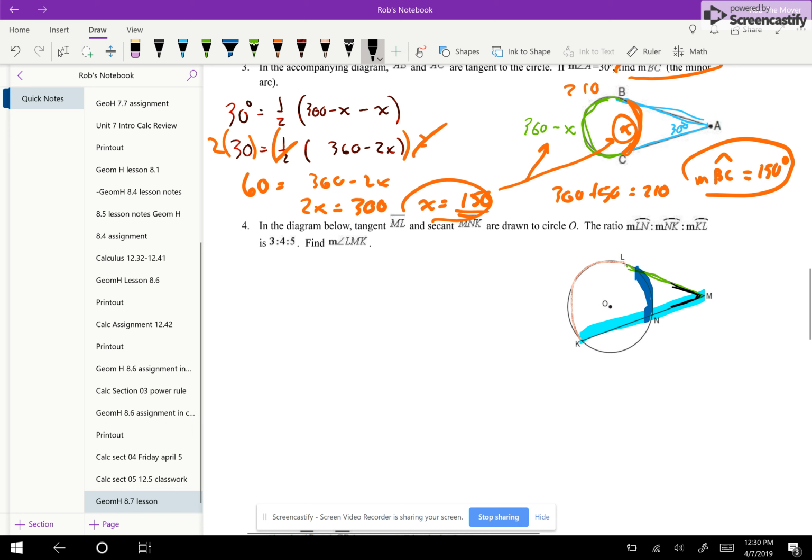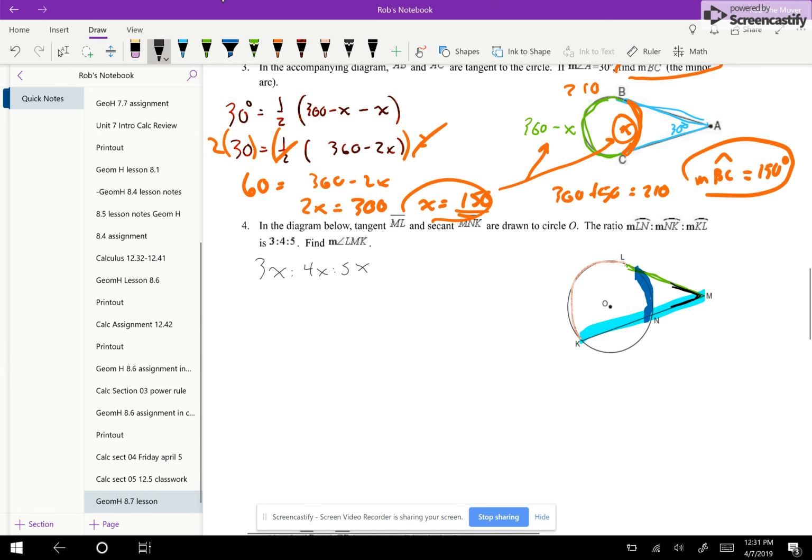Okay. Now, we're given the ratio, we're going to get the ratio involved here. Okay. LN to NK to ML is 3 to 4 to 5. Now, whenever you got a ratio like that, you don't know what you're multiplying by, but whatever you multiply the 3 by, you got to multiply the 4 by, you got to multiply the 5 by. So what we do is we say they're in the ratio of 3x to 4x to 5x. And we use that to label it in our diagram.